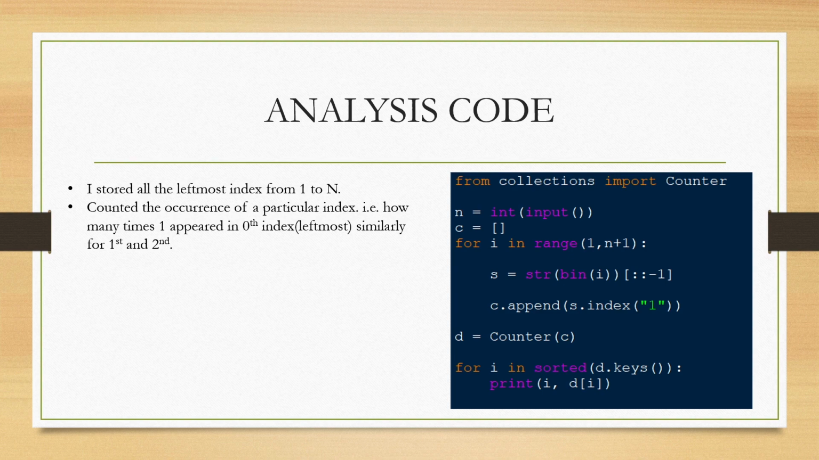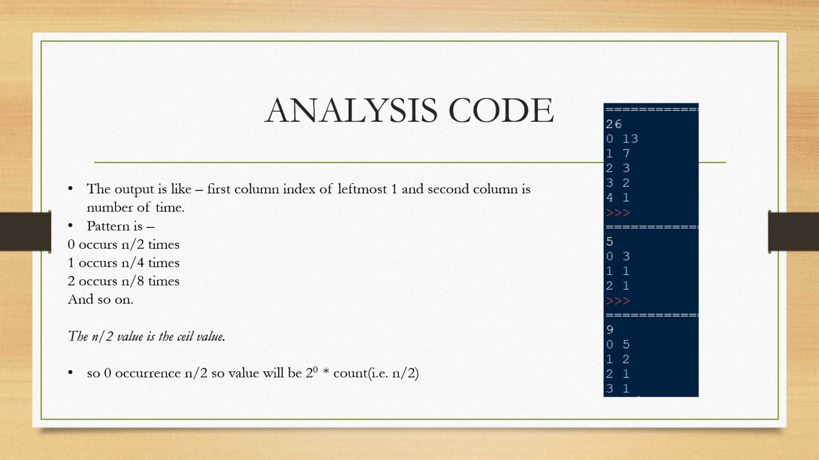I stored all the rightmost set bit indices from 1 to n and counted the occurrence of a particular index. That is, how many times 1 appeared at the 0th index, similarly for first and second. The output is like, first column is the index of the rightmost 1 and second column is the number of times it occurred. The pattern is, 0 occurs n by 2 times, 1 occurs n by 4 times, 2 occurs n by 8 times and so on. The n by 2 value is the ceil value. So, 0 occurrence is n by 2, then the value will be 2 raised to power 0 multiplied by count, that is n by 2.